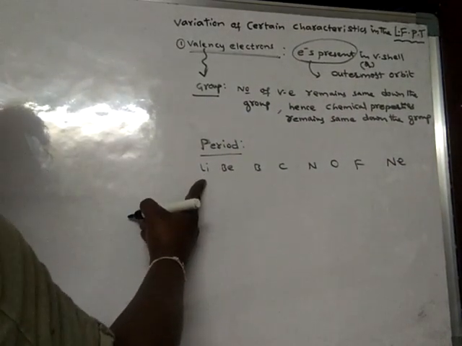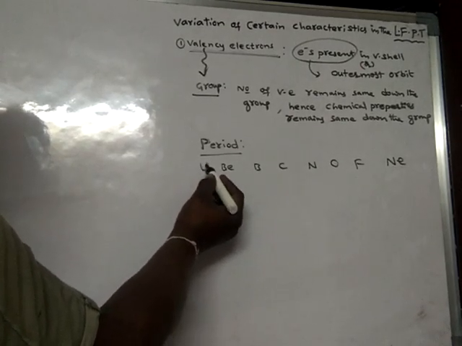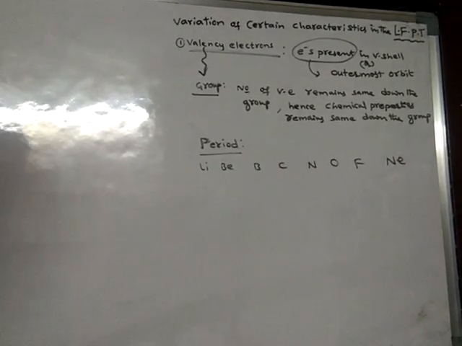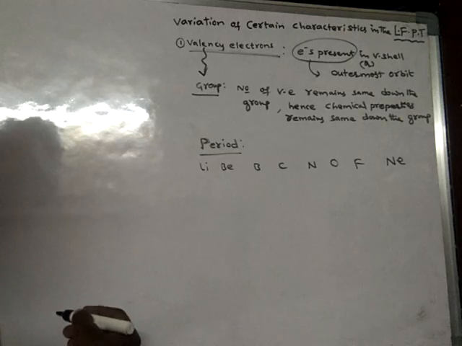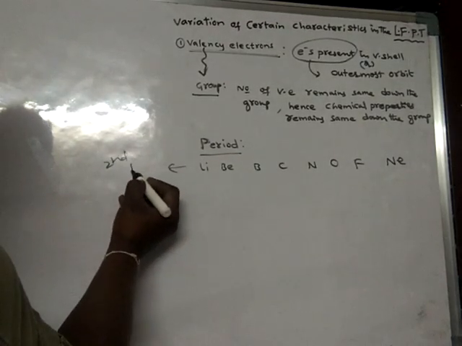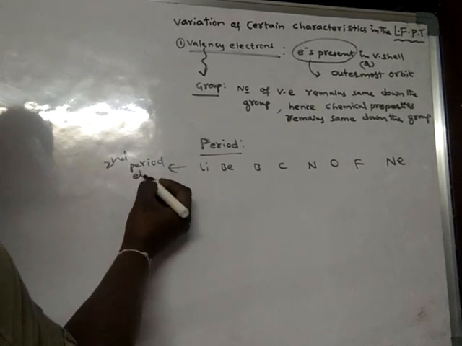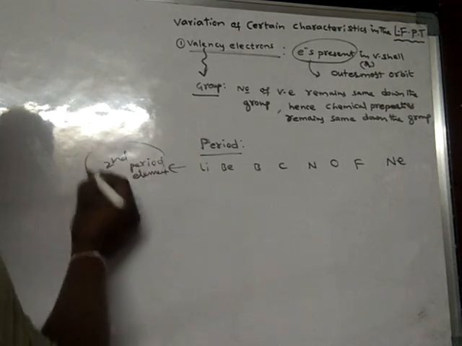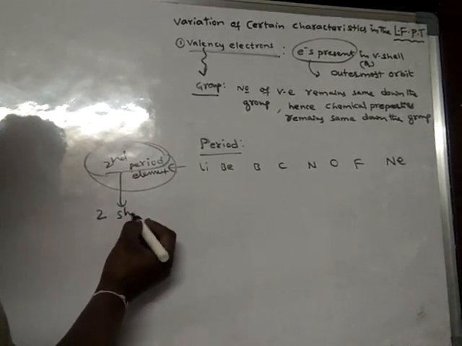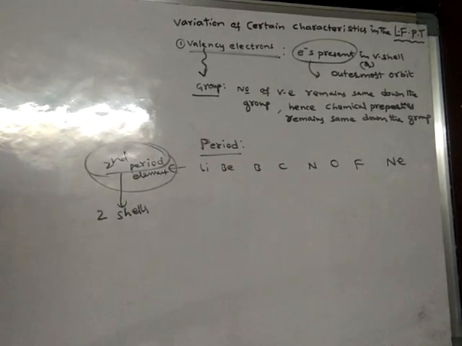So how many shells are there? Here 2 shells, and in all these elements there are only 2 shells because it is the second period. These are second period elements. Second period means two shells. All these elements have only two orbits.